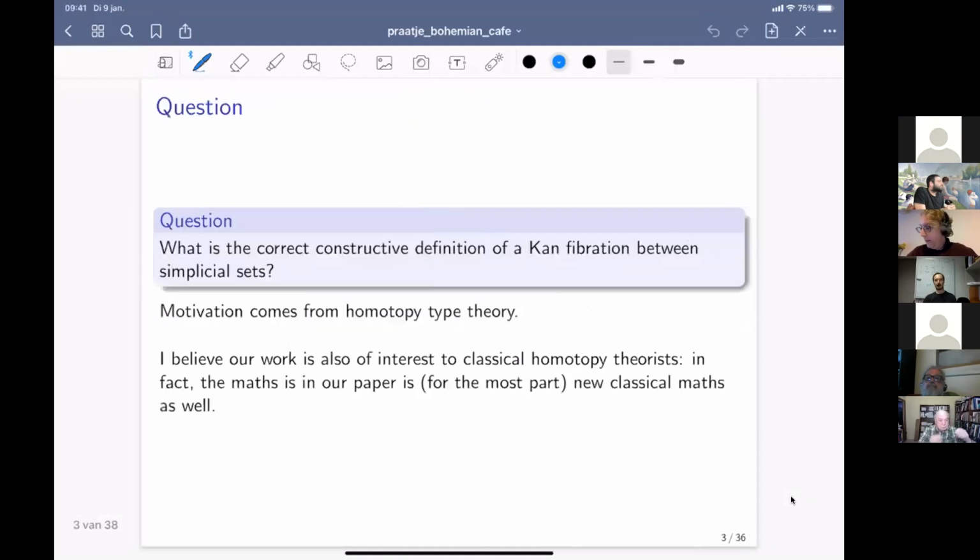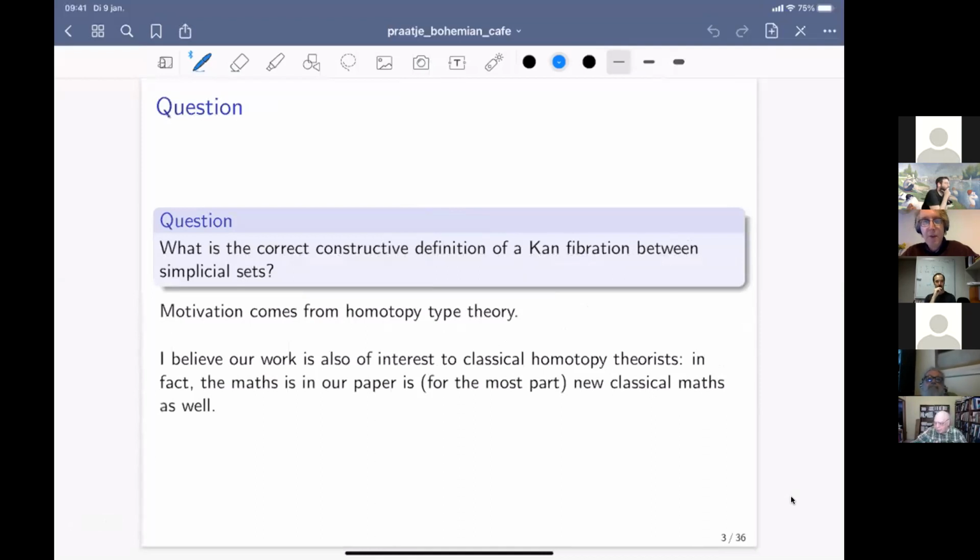Okay, so the main question I am concerned with today is the following one. What is the correct constructive definition of a Kan fibration between simplicial sets? In a way, that is a mathematical question. I could call it a more conceptual question.